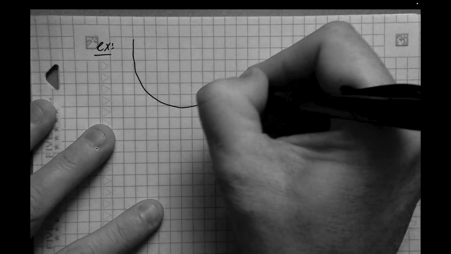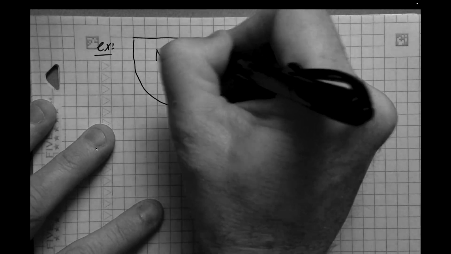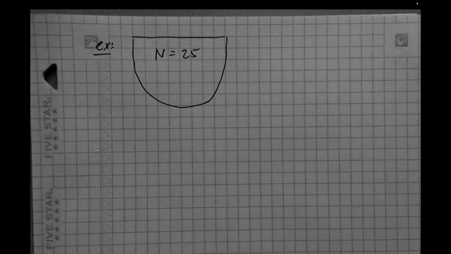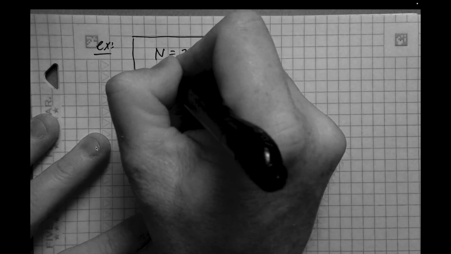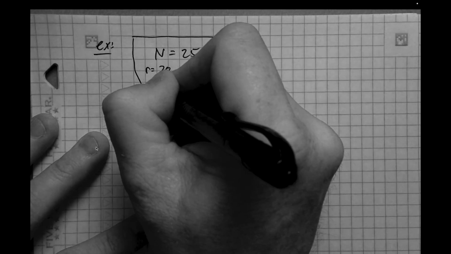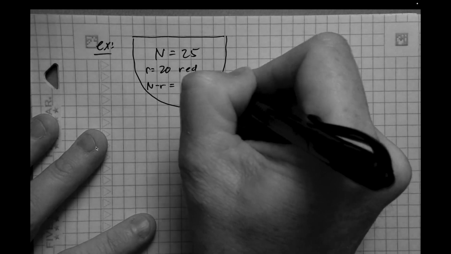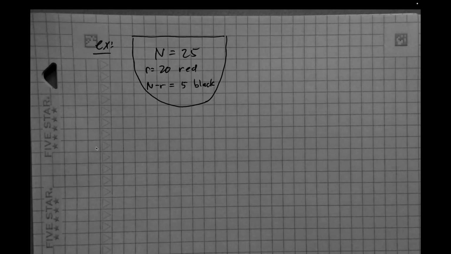Let's do one of our urn examples. Let's say we have an urn with 25 balls in it. I'll just draw the picture rather than write it out. So big N is equal to 25. 20 are red and 5 are black. 20 red, so that's R, and N minus R equals 5 black. So I got 20 reds, 5 blacks, 25 total.